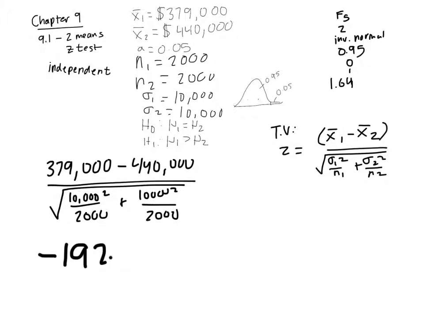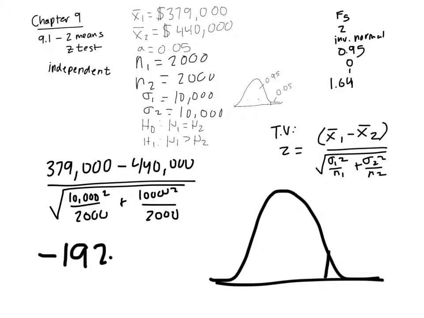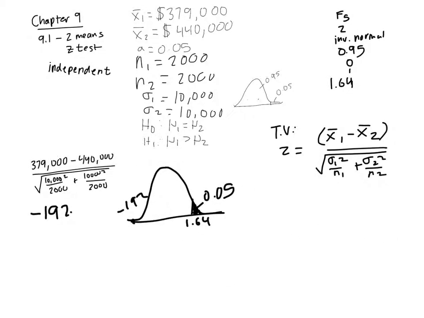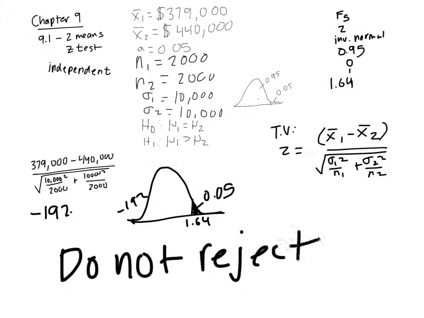192. And so if we look back on our graph, I'll just draw it here, where we had 0.05, and our critical value was 1.64. Our test value is negative 192, so that's way over on this left side, which means it does not fall in this critical area over here. Since it doesn't fall in that area, we are going to not reject the null hypothesis. So we'll put do not reject.